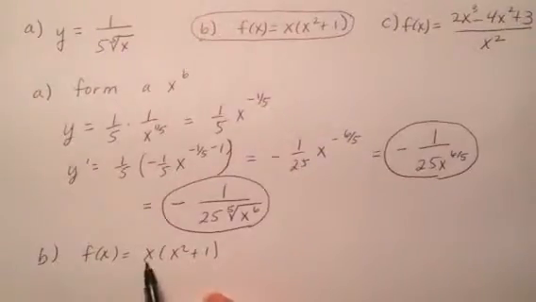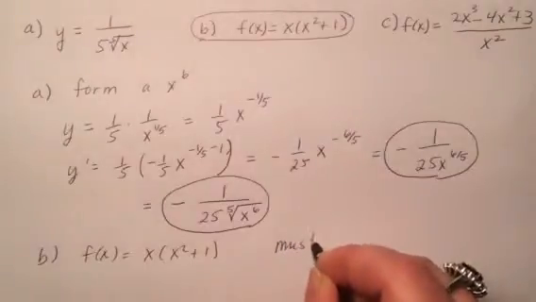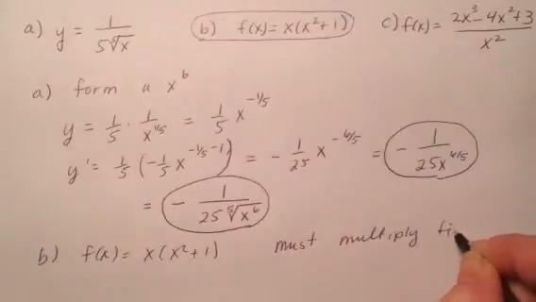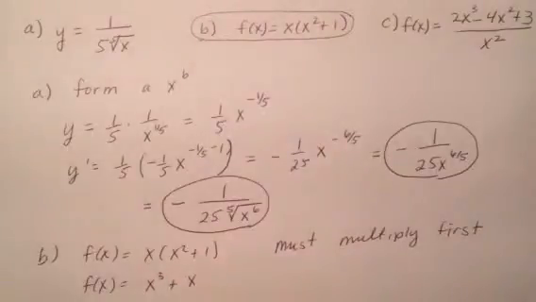Notice we have rules for adding, subtracting, and multiplying by a constant. However, this x is a variable in front and not a constant. So we must multiply first if we're wanting to use that power rule. So f of x equals x cubed plus x.